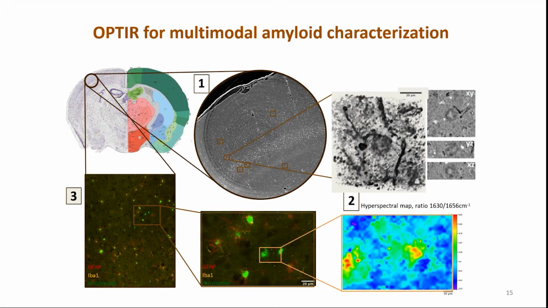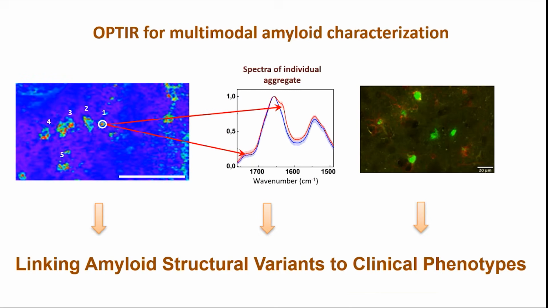So here is how it works. We take tissue, we do nano-CT, and this is how an amyloid plaque looks in tomography. Then we do spectroscopy, and then we label these amyloids. And of course, we label not only for amyloids, we label for other cells present in the tissue to link those structures with their functions.